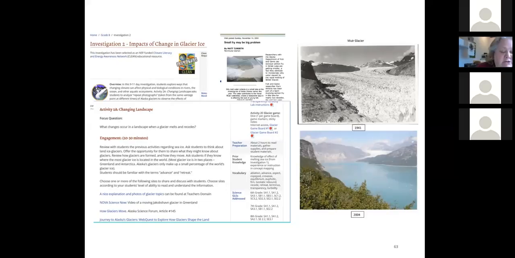There's also a glacier game that you can download and play that talks about just different ways that glaciers are made, and then how they can melt and different effects that they can have.